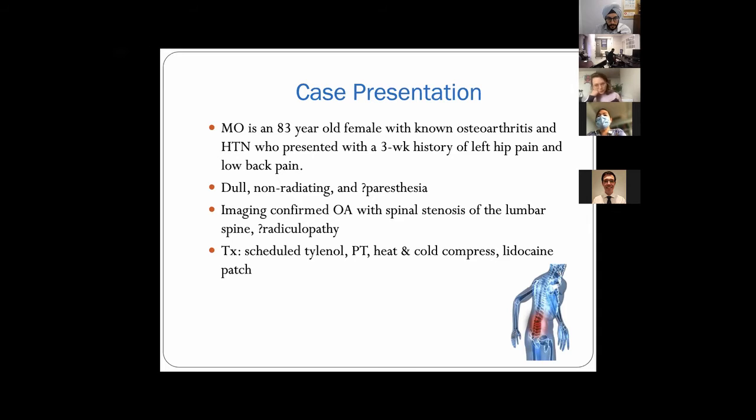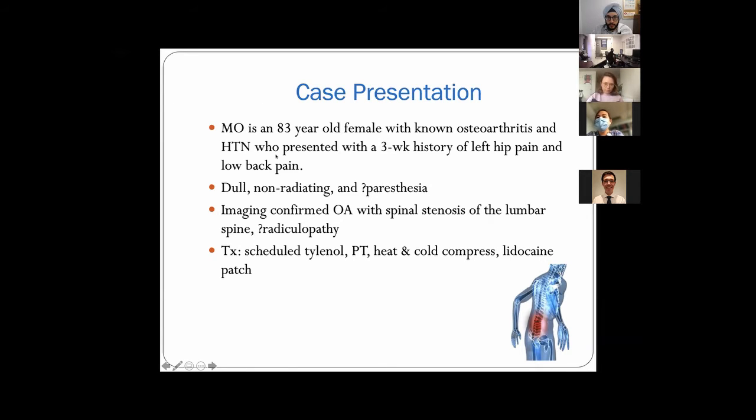So this is a typical case, right? You have an 83-year-old female with some osteoarthritic pain and hypertension, who comes in with a 3-week history of left hip pain and low back pain. The pain was described as dull, non-radiating, maybe with questionable paresthetic symptoms like pins and needles. Your imaging confirms that this person has osteoarthritis with some spinal stenosis of the lumbar spine. Perhaps you're questioning whether that spinal stenosis is impinging on some nerves, and perhaps neuropathic pain is one of those types of pain that you're also thinking about.